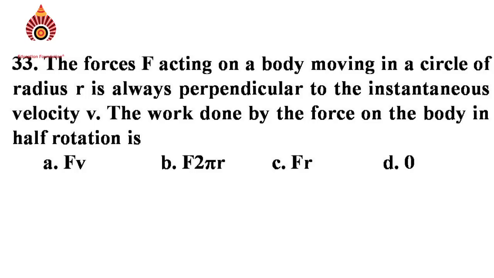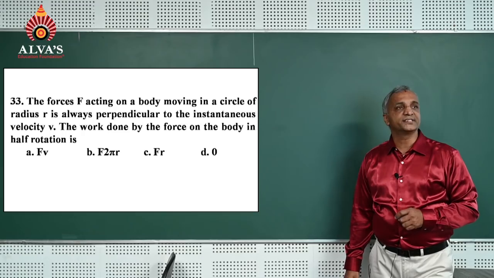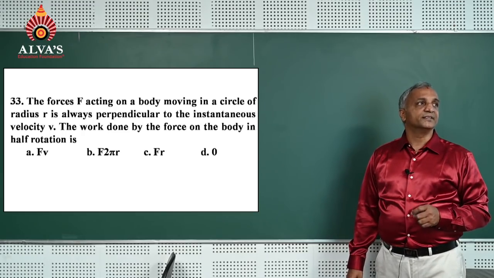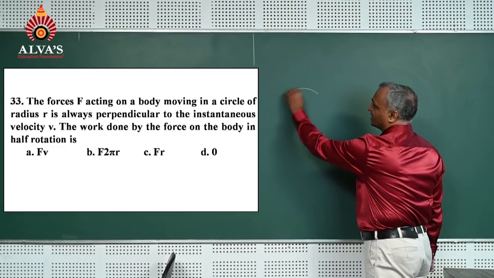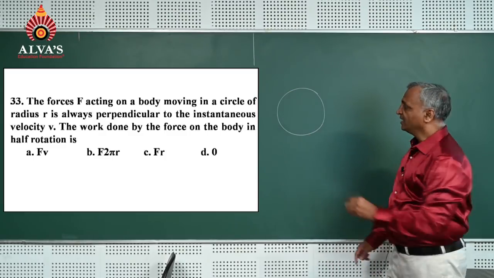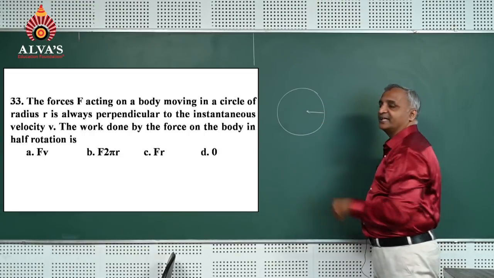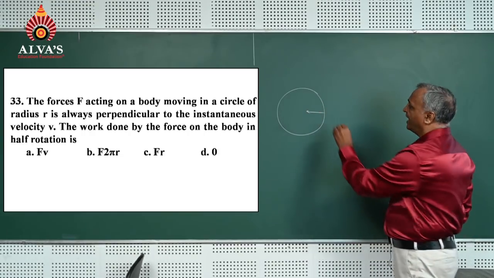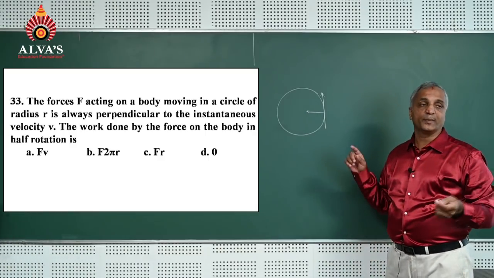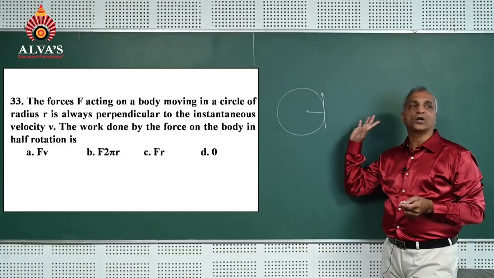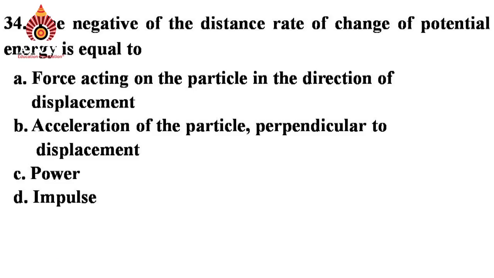Question number 33. The force F acting on a body moving in a circle of radius r is always perpendicular to the instantaneous velocity. The work done by the force on the body in half rotation is. So it is circular motion, and this force is nothing but the centripetal force acting towards the center, and the velocity will be in this direction. We know that perpendicular forces will not do any work. That is why I am going to get 0, that is option D.